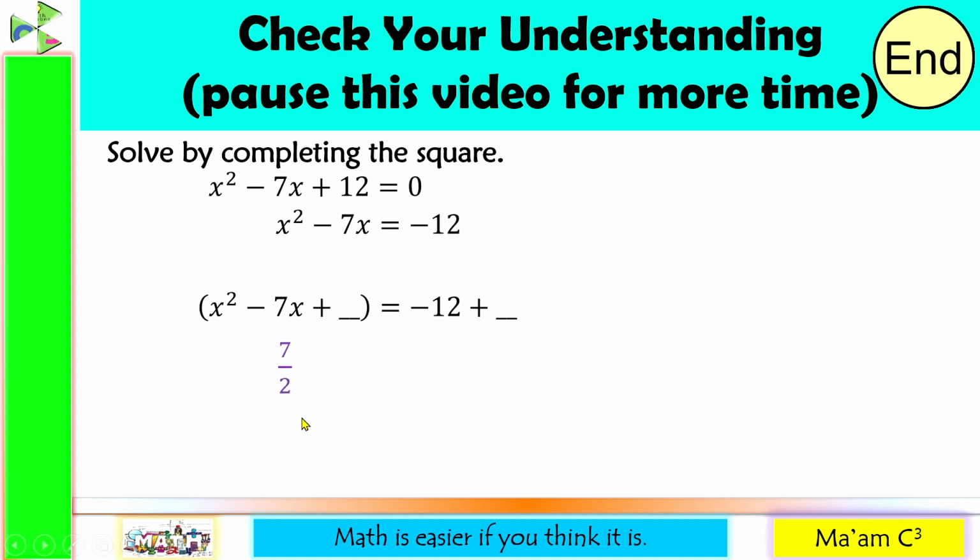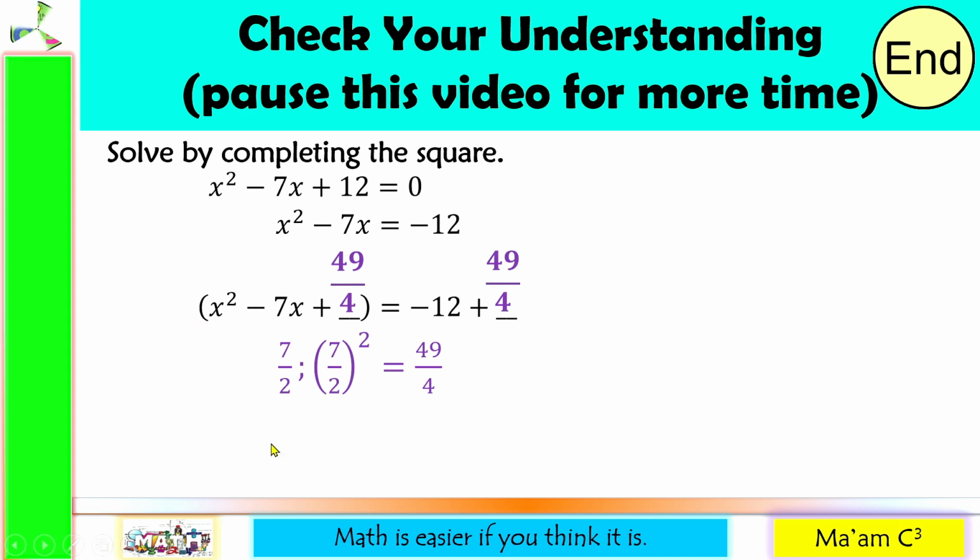It is 7 over 2. Let us square this. 7 squared is 49. 2 squared is 4. So we have 49 over 4. We are going to add 49 over 4 on both sides of the equation. Now let us express this left side, the perfect square trinomial, into a square of a binomial.